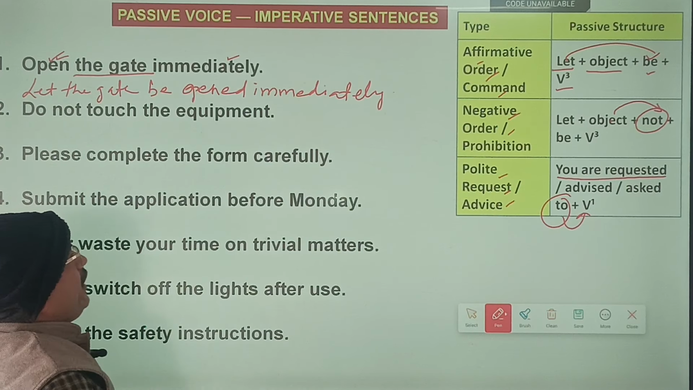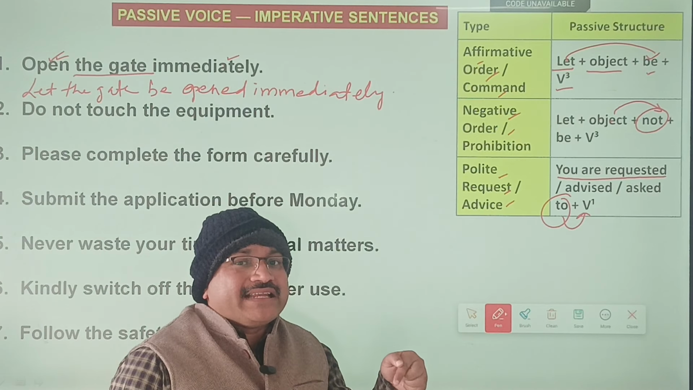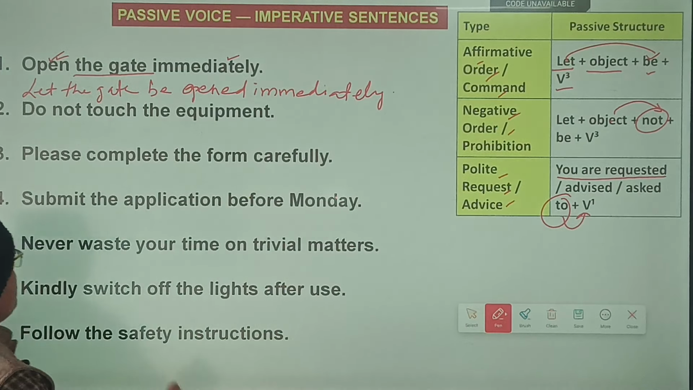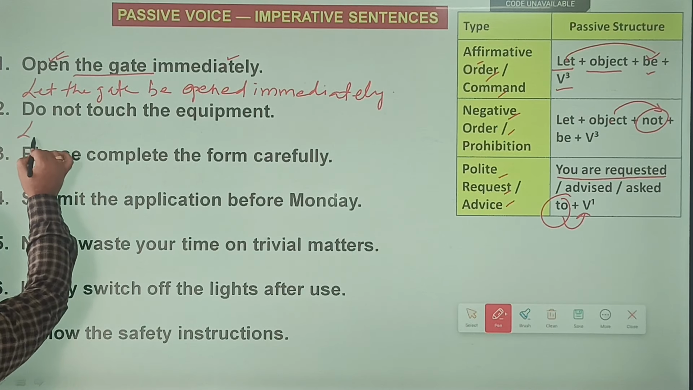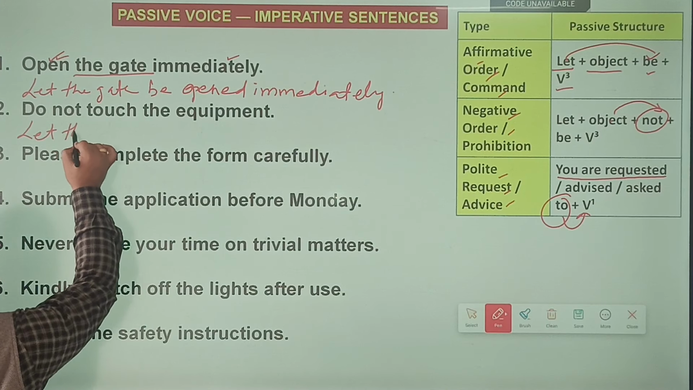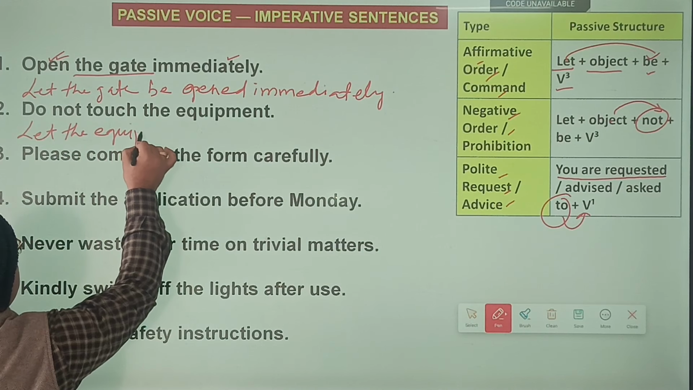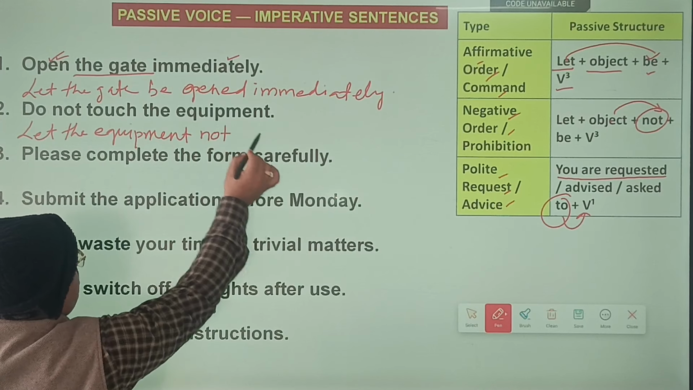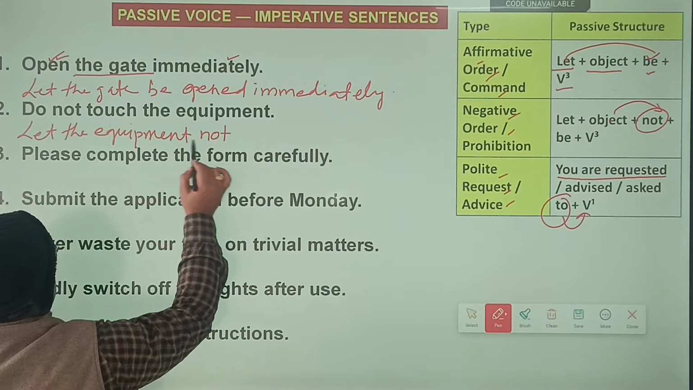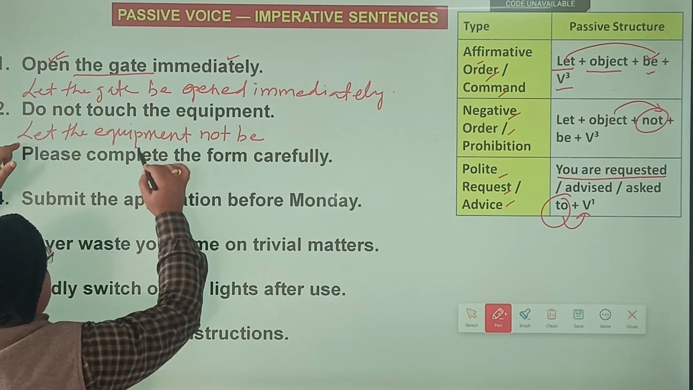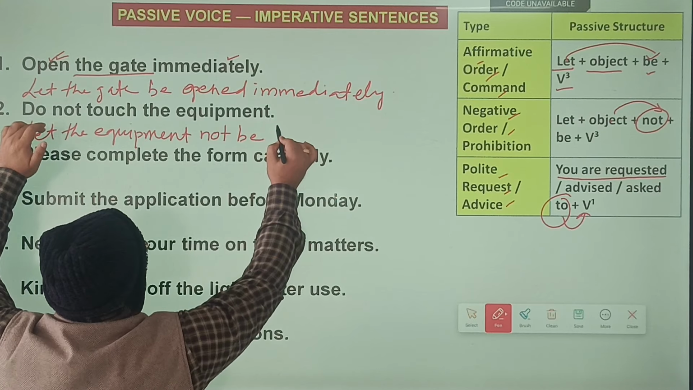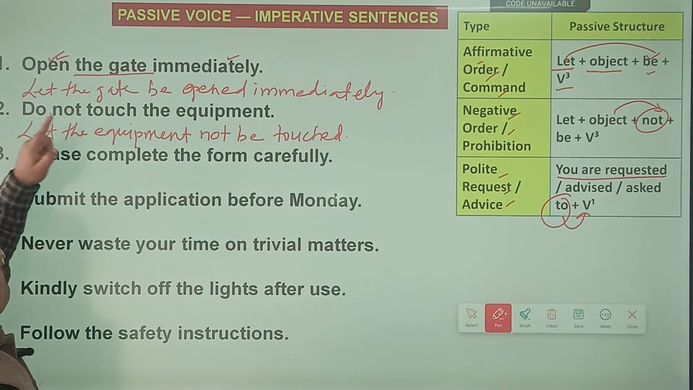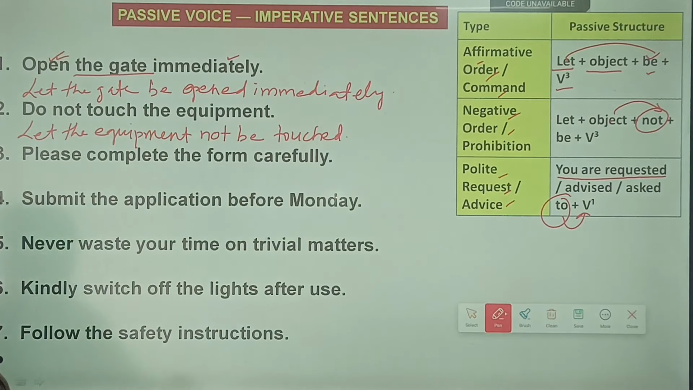Next, do not touch the equipment. Now, what type of sentence is it? It is prohibition, a negative order. Do not. So let, what is the object? The equipment. Okay, not after the object. You can see not, and let takes what? Be. Let the equipment not be touched, and touched is V3. Let the equipment not be touched.